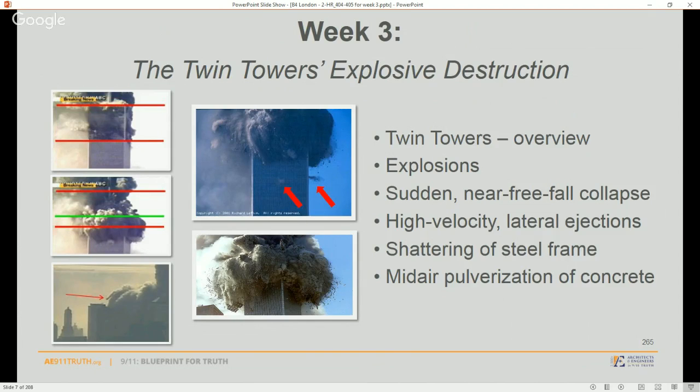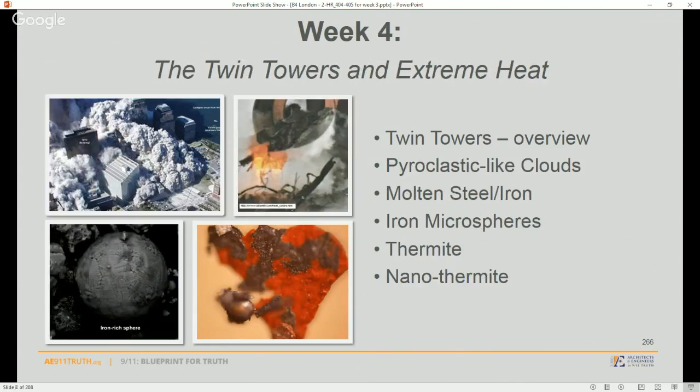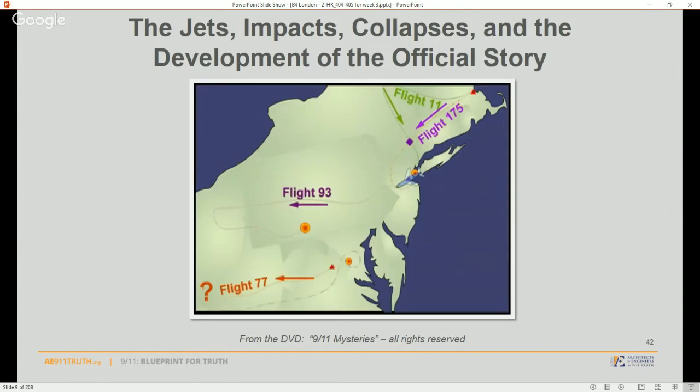Well, what else do we have in the way of evidence? Well, extreme heat. Extreme heat that jet fuel and office fires cannot possibly cause. We'll be looking at pyroclastic-like clouds coming from this destruction, molten steel and iron, which takes 2,800 degrees Fahrenheit, as we'll find out, to form iron microspheres ubiquitous in the dust, and the evidence of thermite and nanothermite. What is that? That's an incendiary that we're going to be looking at today. All this evidence is incendiary in the adjective sense of that word.